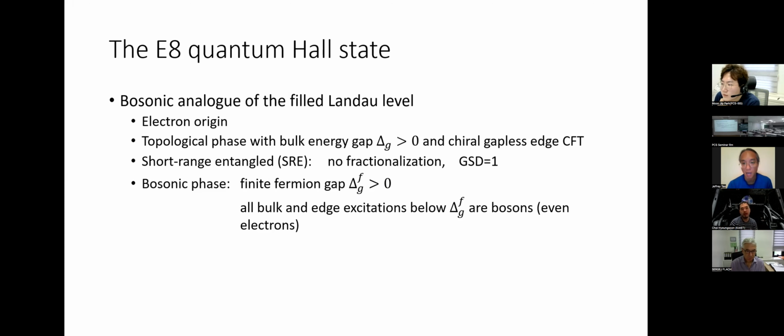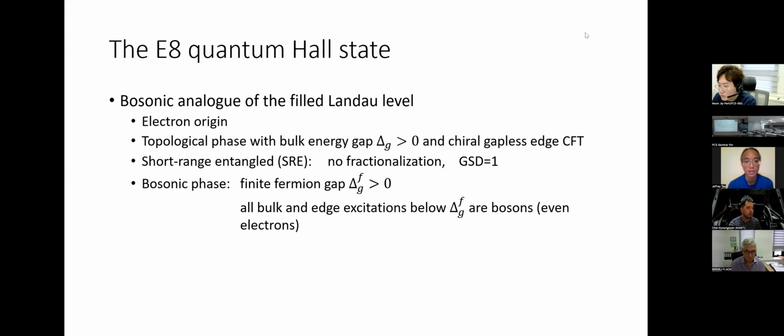But the state should be chiral, so that on the boundary there should be a chiral gapless conformal field theory that describes the low energy excitations on the edge. Pretty much like the filled Landau level, the states should be short range entangled. So this means that the state should not, at this moment, support fractionalization. So there's no fractionalization, and the ground state degeneracy of the topological phase is just 1. There's a non-degenerate ground state whenever you put it on a closed surface. So the key feature here is the phase is bosonic.